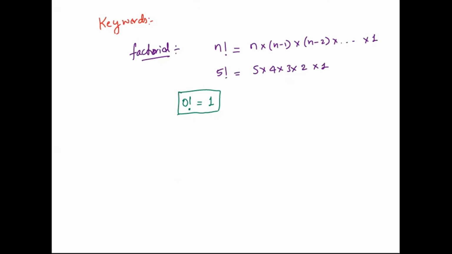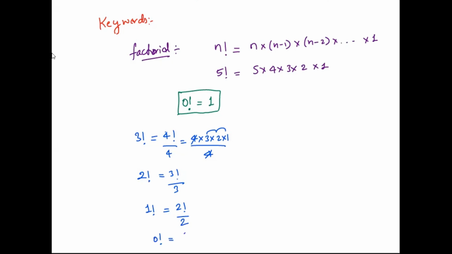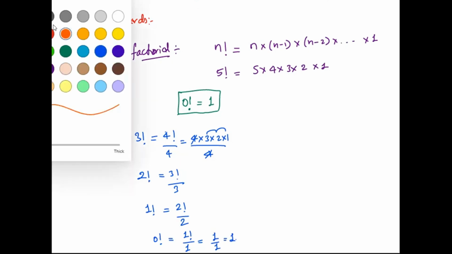Basically, you can think of an intuition or general formula. Can I write 3 factorial as 4 factorial over 4? Yes, because 4 factorial is 4 times 3 times 2 times 1 over 4. So 4 and 4 cancel out. 3 times 2 times 1 is 3 factorial. Similarly, I could write 2 factorial as 3 factorial over 3. Similarly, 1 factorial can be written as 2 factorial over 2. And following the same analogy, I could say 0 factorial could be written as 1 factorial over 1, which is nothing but 1 over 1. And therefore, 0 factorial is equal to 1. So this is one of the proofs.